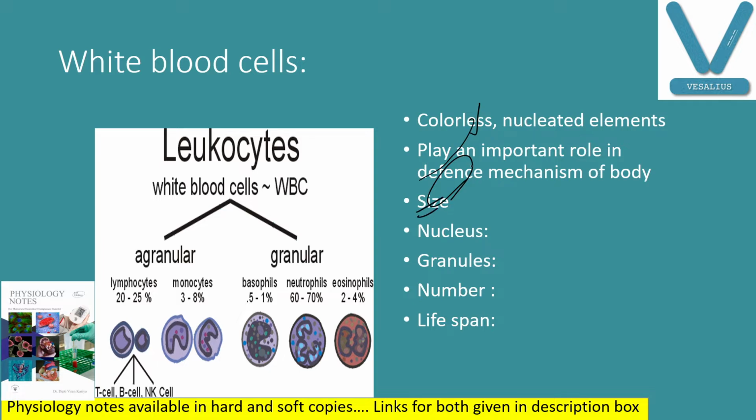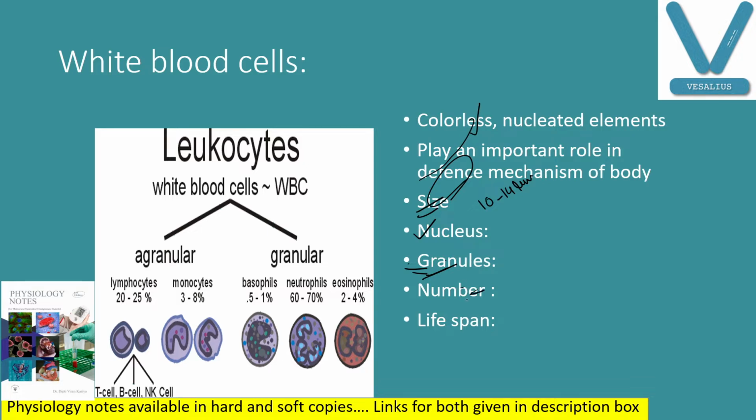Now, what is the size of WBC? The size of WBC is around double that of RBC. The diameter is about 10 to 14 micrometers. They are nucleated cells, the only cells in the blood having a nucleus, and they also have granules. According to the presence or absence of granules, these are granulocytes and agranulocytes. We will discuss in detail.